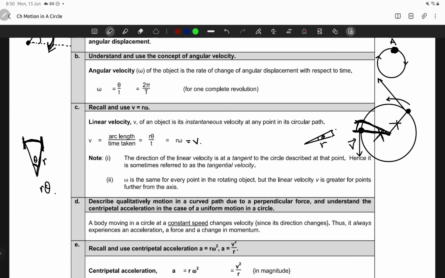So this gives you this length, which is r times theta. And I want to find the velocity of how fast this point moved to this point. So I'll just take this length that it covered divided by the time that it took to cover that length. So that is this linear velocity.